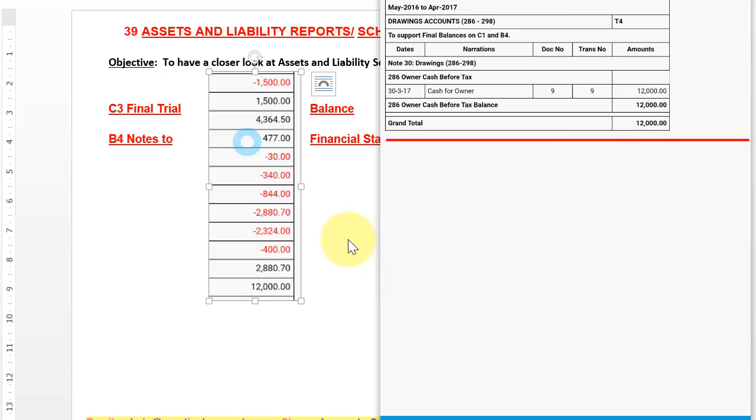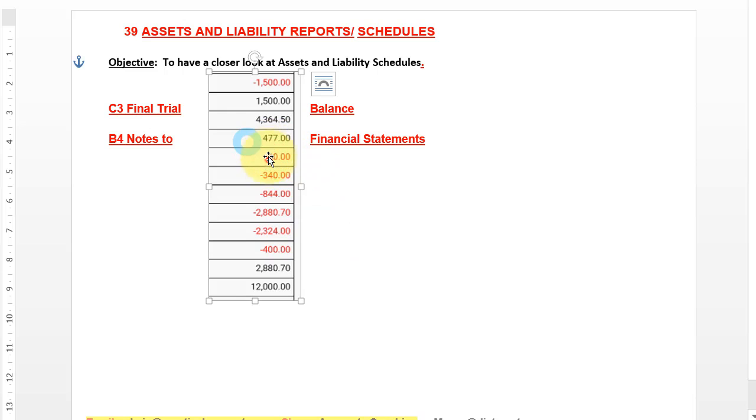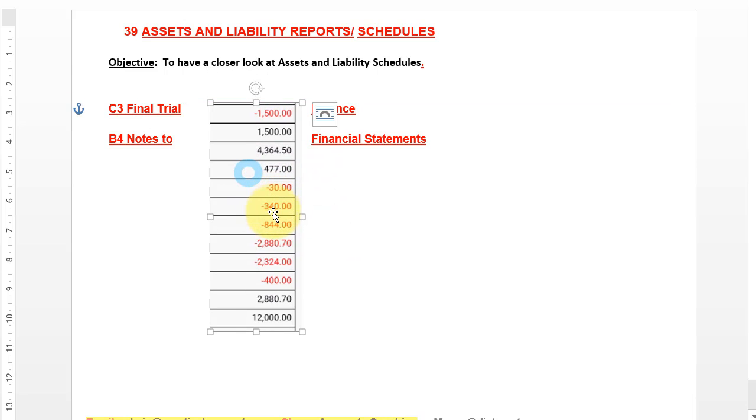So that is the end of having a closer look at assets and liability schedules.